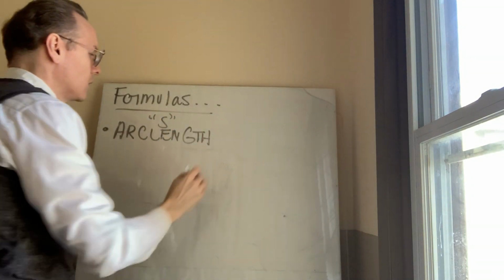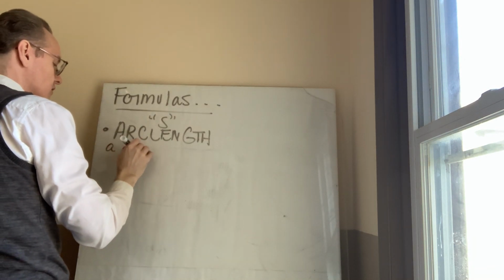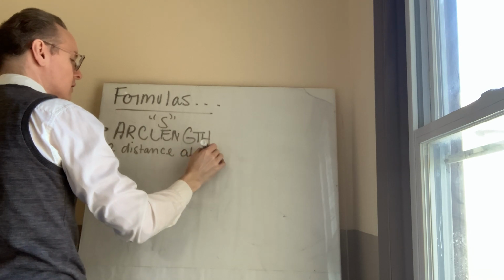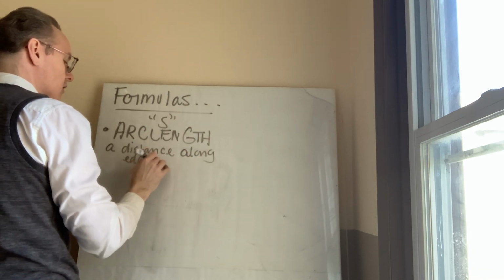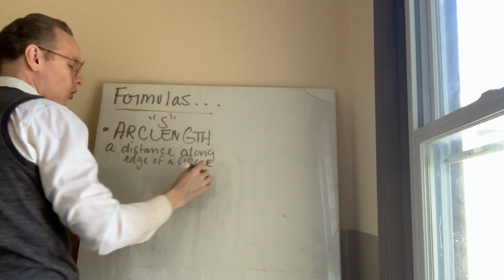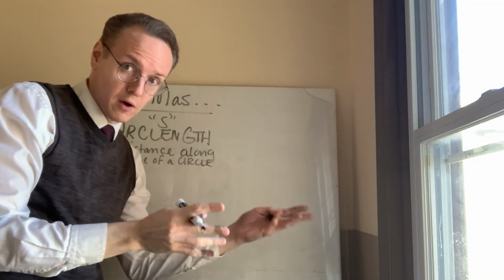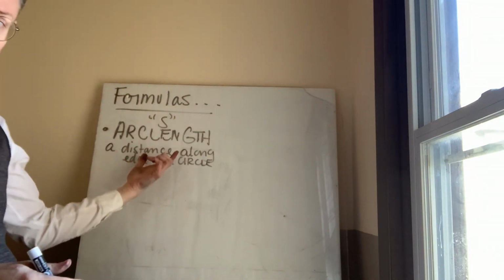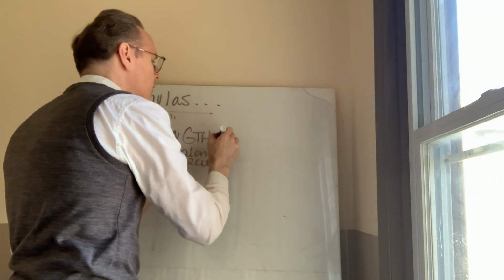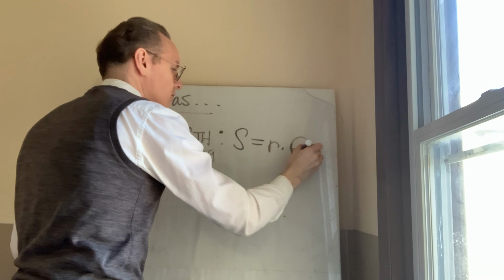Right? Arc length is a distance, basically, along the edge of a circle. Ideally, it would be the whole full distance, which would be 360 degrees, a full circumference, but an arc length could be something smaller than a full circumference. Anyhow, S is equal to R times theta.